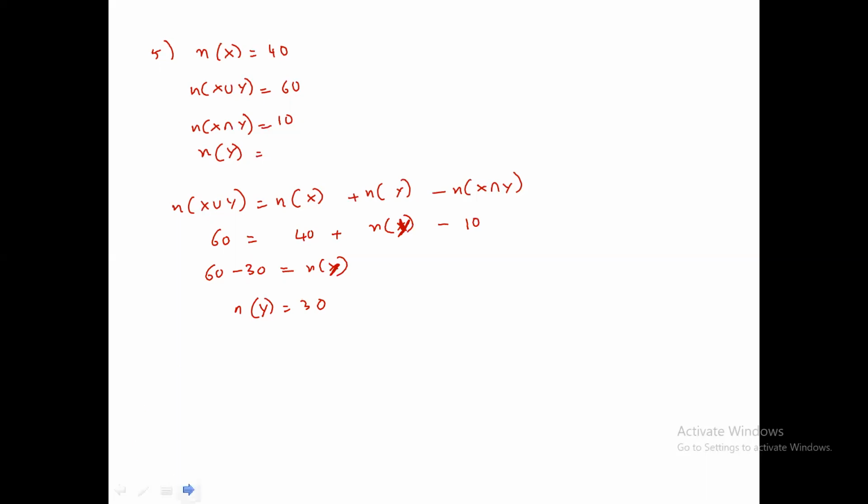Okay. Next, we will go to question number 6. Here we have universal set in a group of 65 people. So total we are taking 65 people.